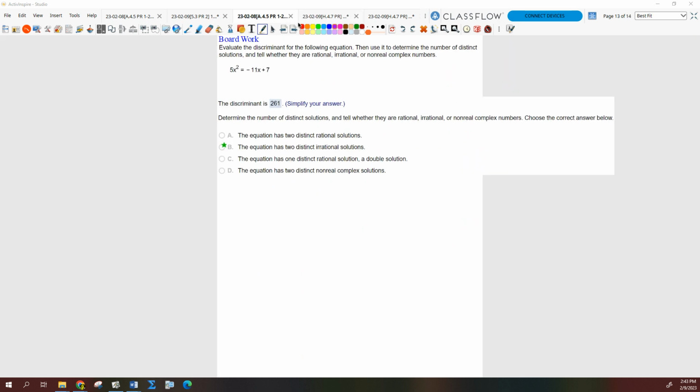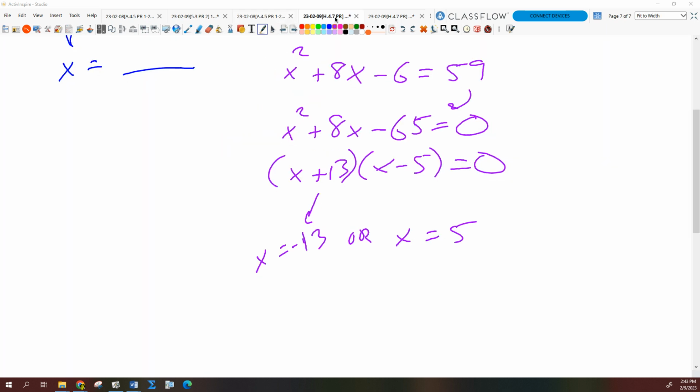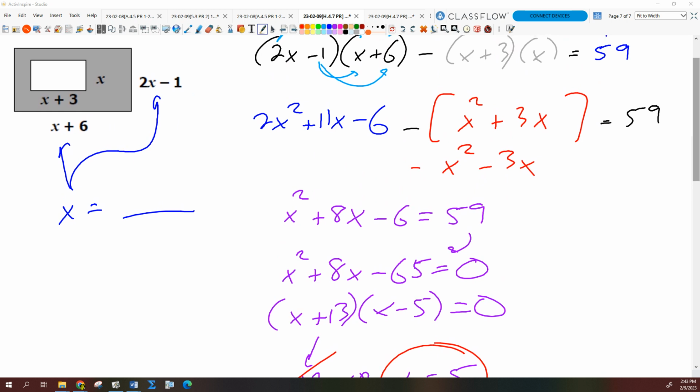Negative 13 is no good. So 5 is our answer, which I would then have to plug in up here. Right? So what would the dimensions be? 5 plus 6 is 11. 2 times 5 minus 1 is 9. 11 by 9. Does that make sense?